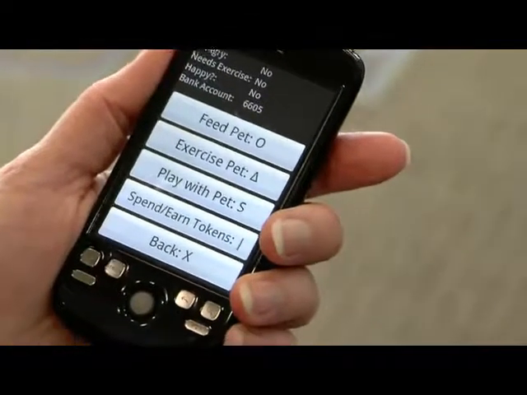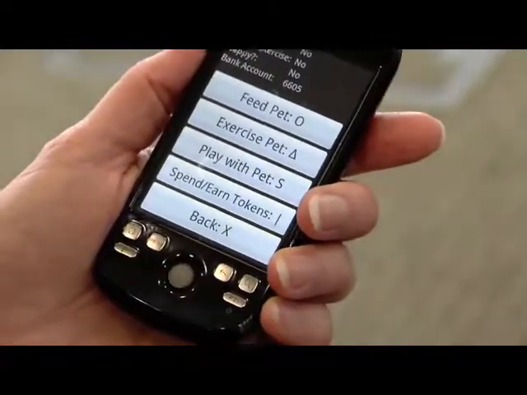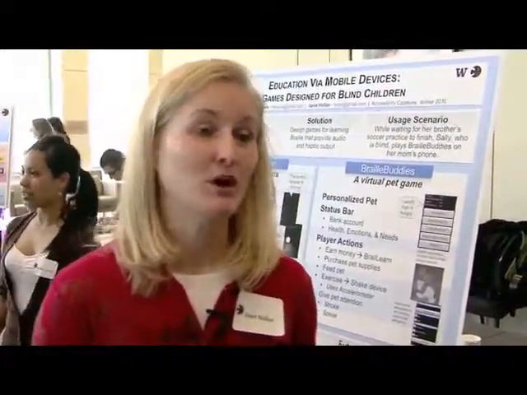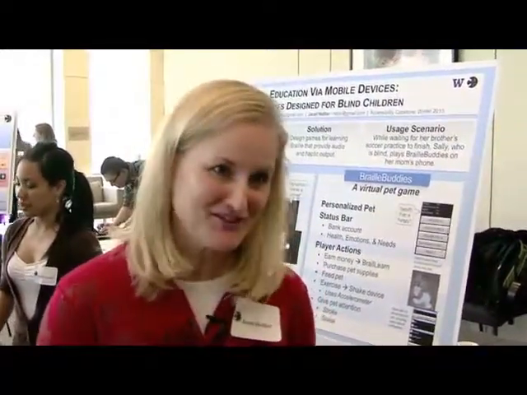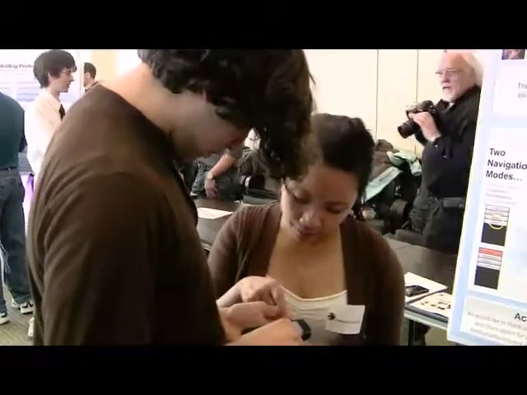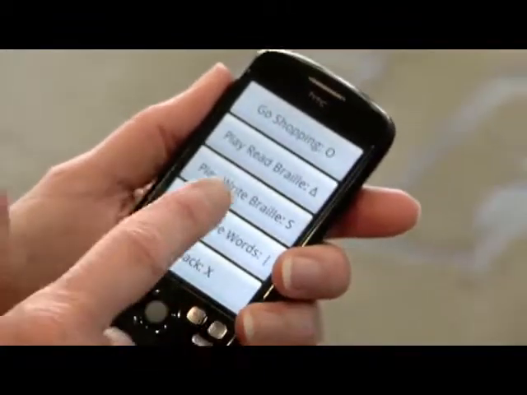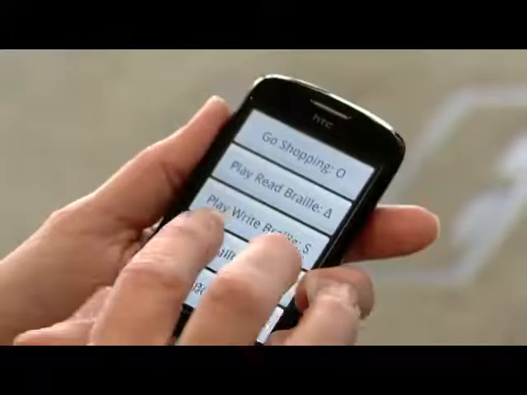The educational portion of the game comes in when you have to do things like feed it, because you need to buy food. Well, you need money to buy food, and so to do that, you have to go and play what we call Braille Learn in order to earn tokens in order to buy food to feed your dog. Now let's say I didn't have any money and I needed to go earn some money. This is where the Braille Learn portion comes in. So I can play Read Braille, Write Braille, and Braille Words. So we'll start with Read Braille.